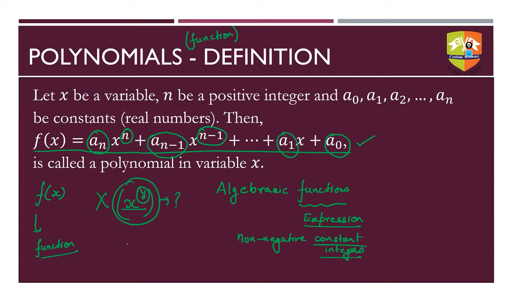Okay, so what about x squared plus 1 upon x? Is this a polynomial? Yes or no? Is this a polynomial function? It's not a polynomial function simply because this power of x is negative here. So not a polynomial function.